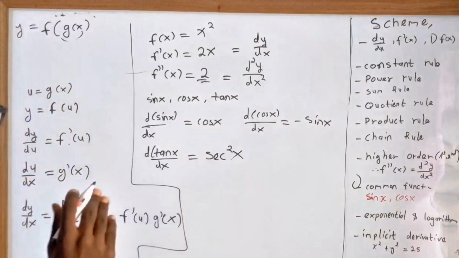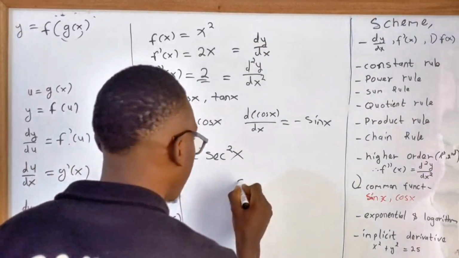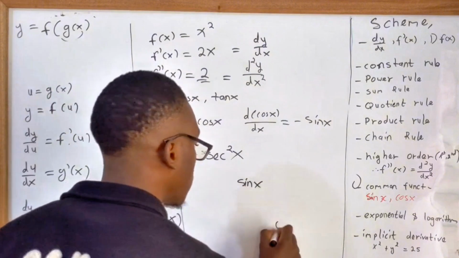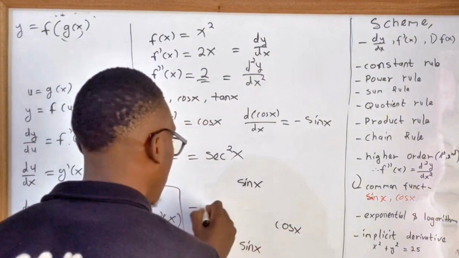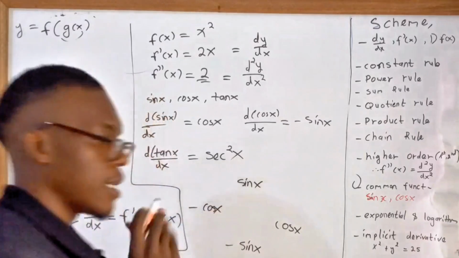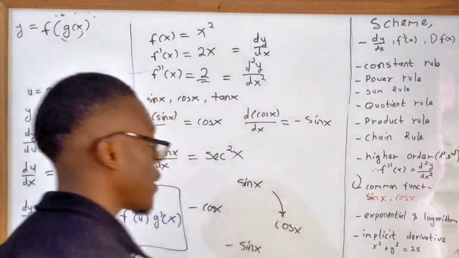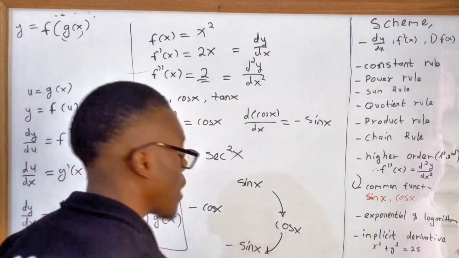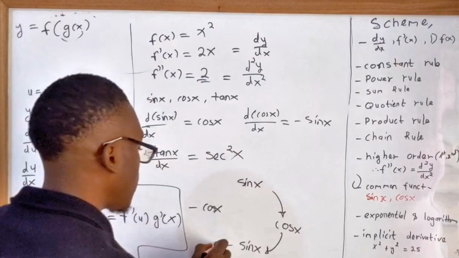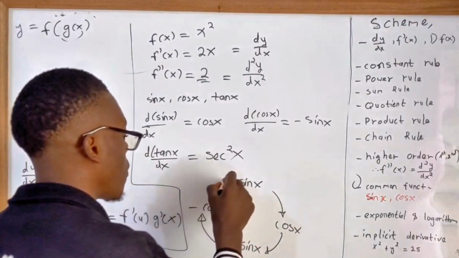Okay, how do we get the derivative of sin x easily? Using this circle, we have sin x, cos x, minus sin x, and minus cos x. Yeah, that's how it looks. If you differentiate, you are going to have what? Cos x. From sin x, we have cos x. If you differentiate cos x, you are going to have minus sin x. If you differentiate minus sin x, you are going to have minus cos x, just negating it. And if you differentiate minus cos x, you are going to have what?